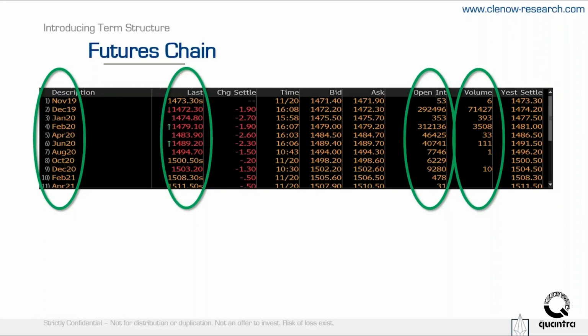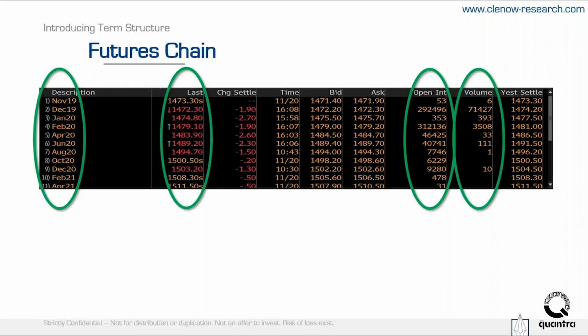The really important thing here to notice is that they are different. It might not look big, but the prices are not the same. And this is a key thing which we will be looking at today, the price difference for the different deliverables, different months. We see the first one here, November 2019 contract was last paid 1473.3. But if you go up to December 2020, there was 1503.2. So this makes a big difference over time, and how much we will look at in a moment.